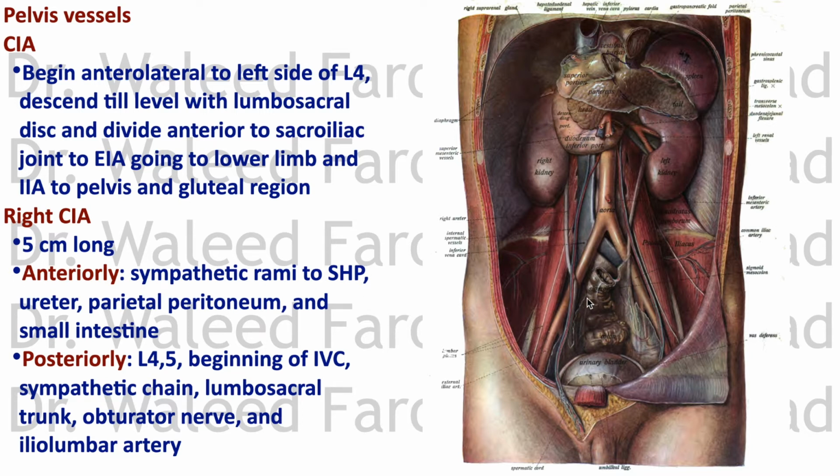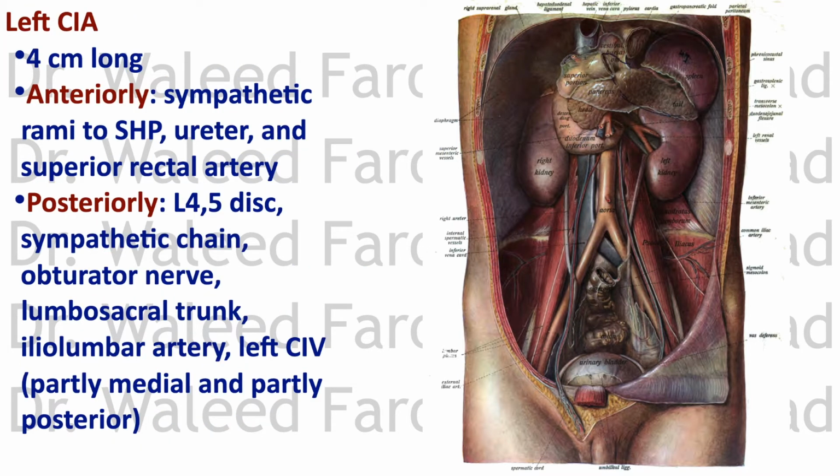Posteriorly, it has the lumbosacral trunk, the sympathetic chain, and the beginning of the inferior vena cava, as you can see here. Please observe this, because it's a common question. Where does the inferior vena cava start? It starts posterior to the common iliac artery by the joining of the two common iliac veins. And the obturator nerve and the iliolumbar artery. All these are posterior relations to the right common iliac artery.